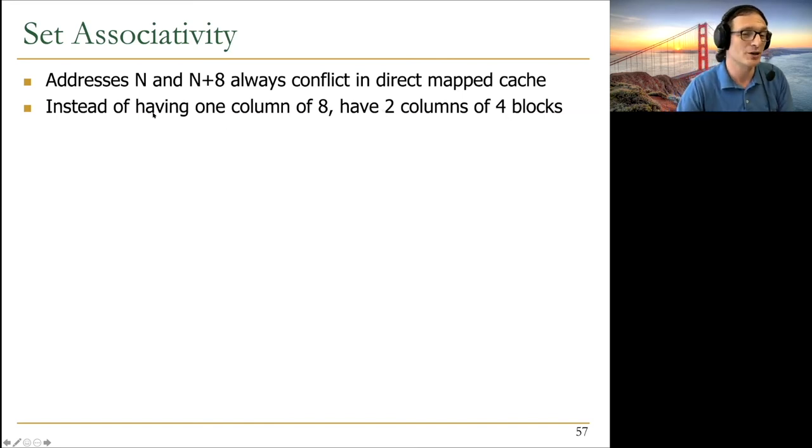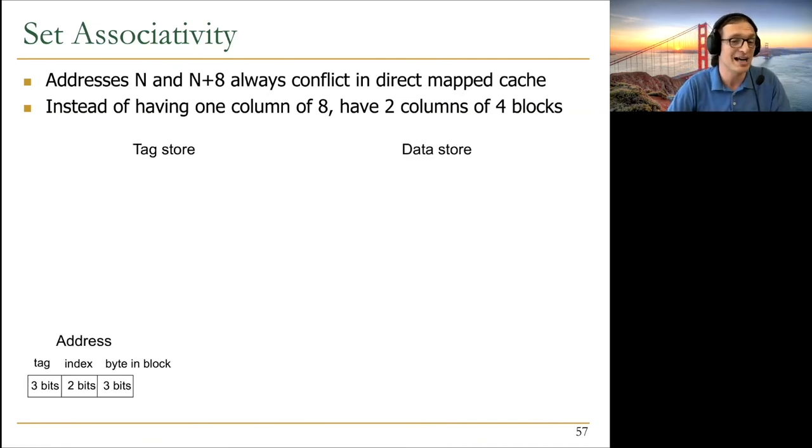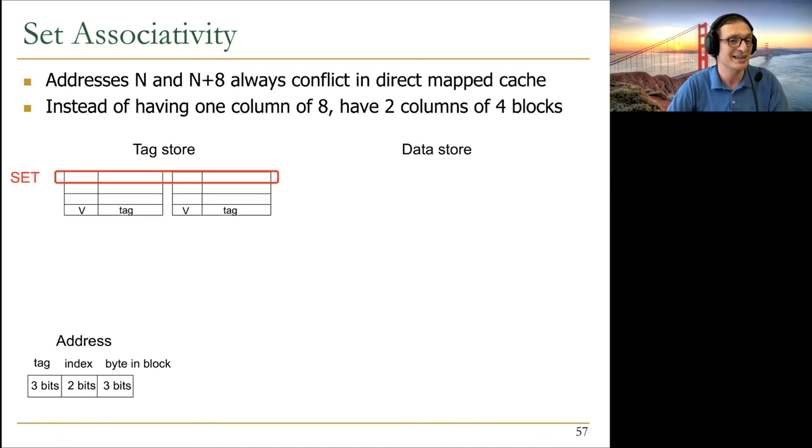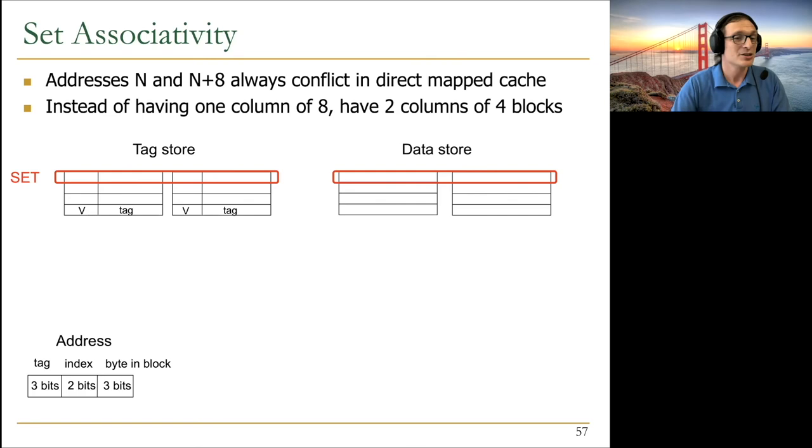In other words, if you think hardware, instead of having one column of 8 possible blocks, have two columns of 4 possible blocks. So now my tag store looks like this, and the data store also looks like this. I'm going to make my index smaller. I'm still going to index into the cache, but I'm now going to have 4 possible indices, and for each index, I'm going to have space for 2 possible blocks. Now, if I have to accommodate both block 0 and block 8, block 0 can go here, block 8 can go here. And the data for block 0 can go here, and block 8 can go here. And I'm happy because both of them are in the cache. I don't get conflict misses.